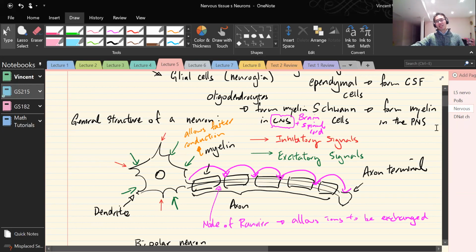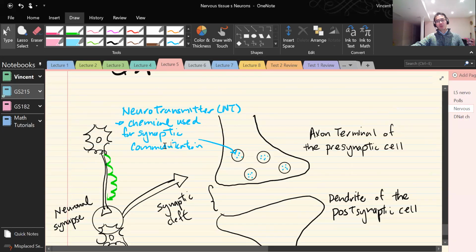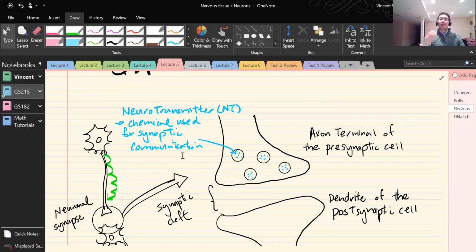Okay, so all these positive and negative signals, they are carried by neurotransmitters. Some neurotransmitters are excitatory, some neurotransmitters are inhibitory. Some, like dopamine, that we'll talk about, is both excitatory and inhibitory, depending on what region of the brain you're talking about. If you're talking about the reward pathway of the brain, then dopamine is excitatory.